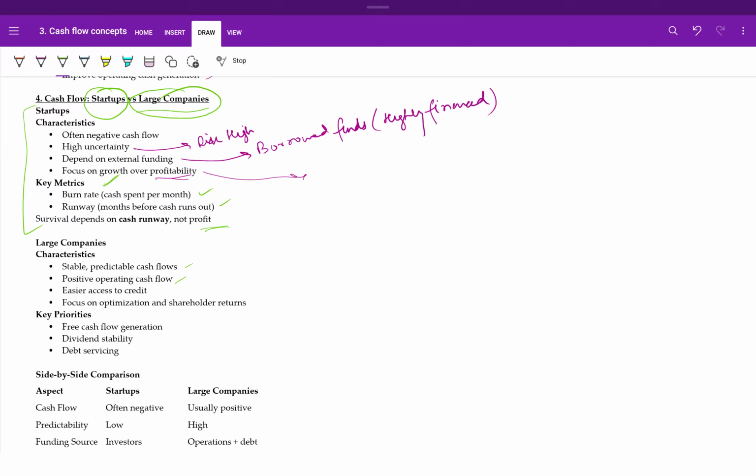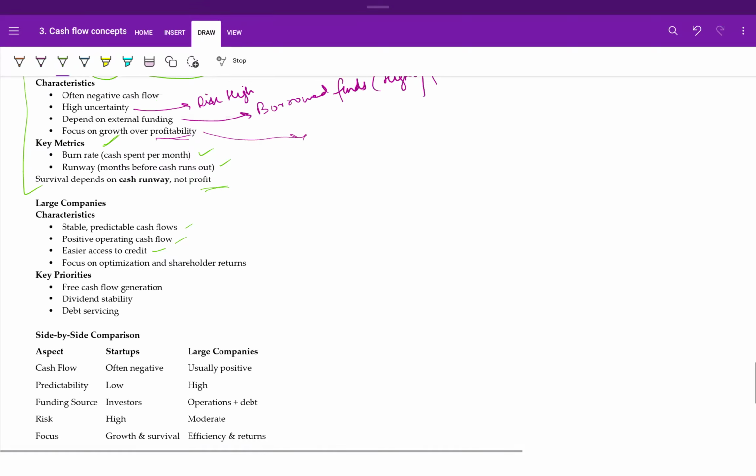They actually have easier access to credit because they have a history of good cash flow. They focus on optimization and shareholder returns. And the key priorities when it comes to cash for a large company are free cash flow generation, dividend stability, and debt servicing.